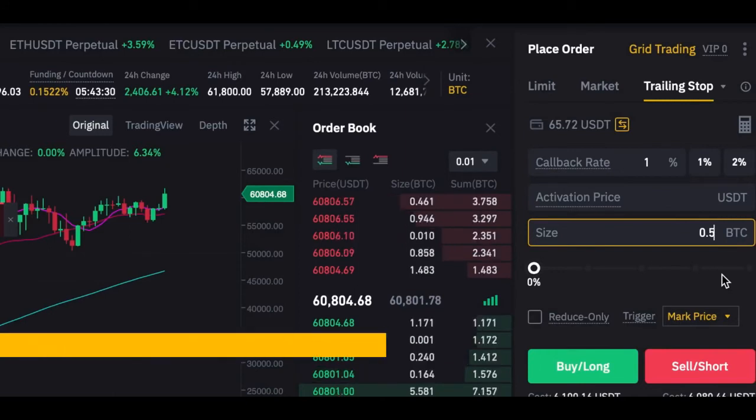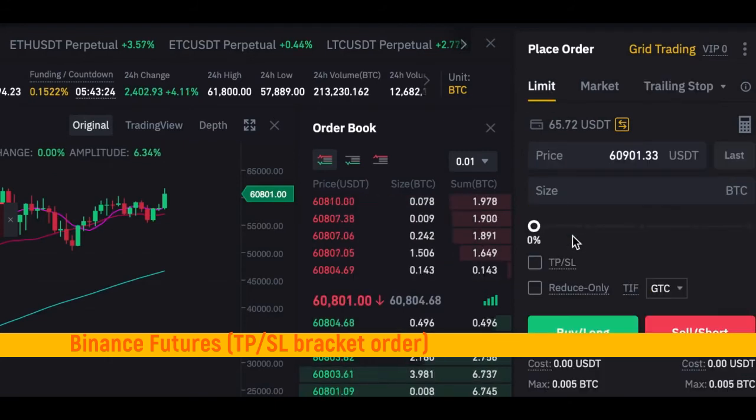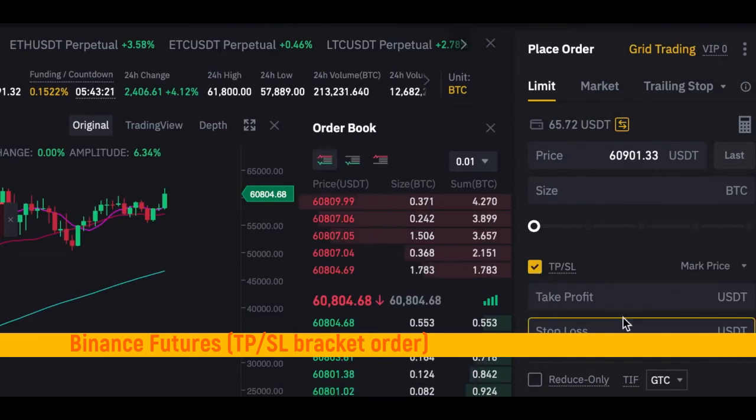Also, what's great when trading futures is something called TPSL. And I'm going to go through to limit order to show you what that is. Now you can actually turn this on. So I'm just going to click this. You can see two options come up.